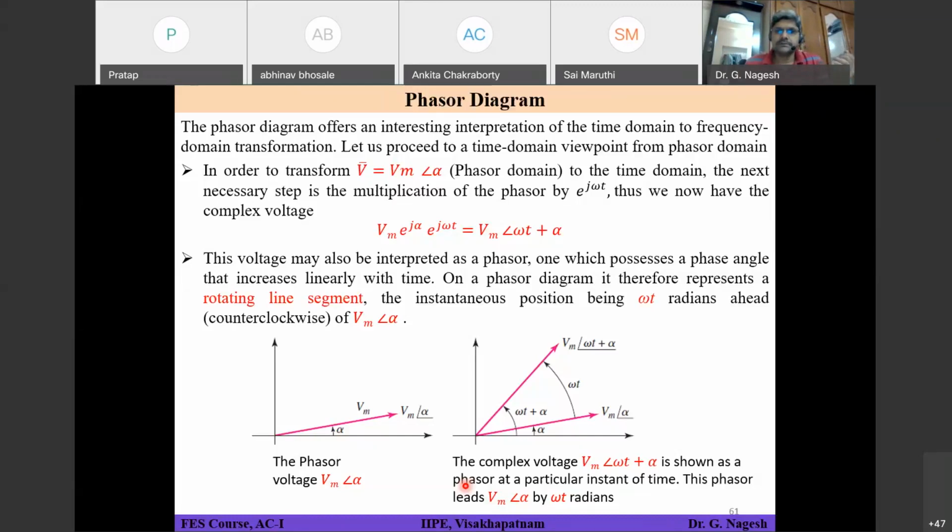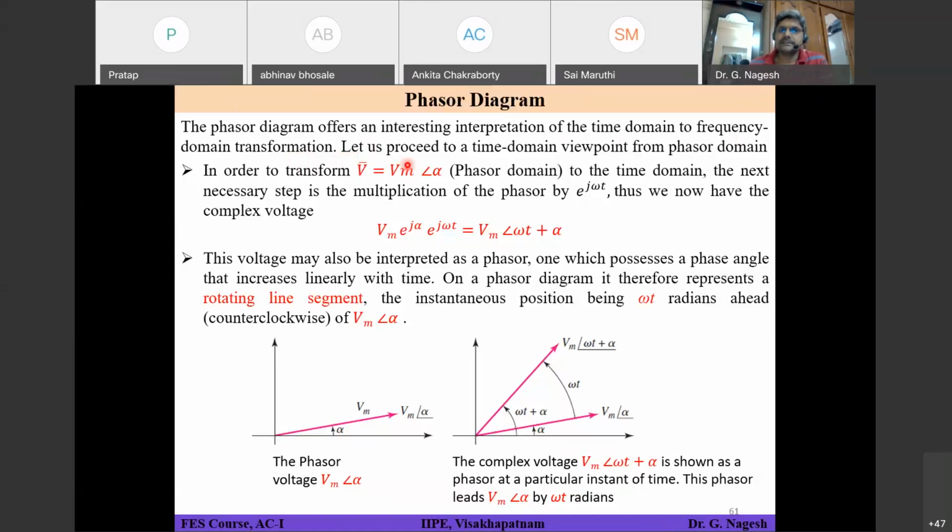Okay, so both are identical. The only thing is that the way you represent it is going to change. Right. So the phasor diagram offers an interesting interpretation of the time domain to frequency domain transformation. We can convert a time domain quantity into an equivalent frequency domain quantity, which is called a phasor, or you can do the opposite also. This is just for your understanding.